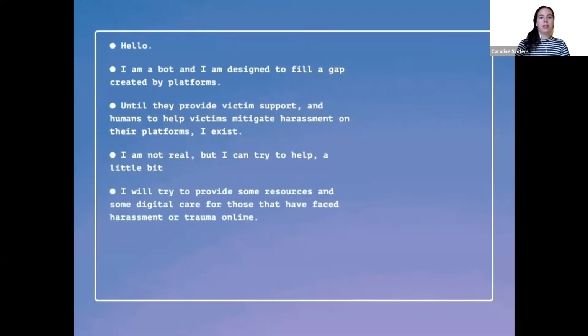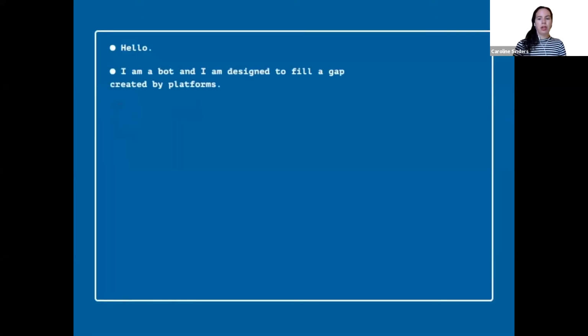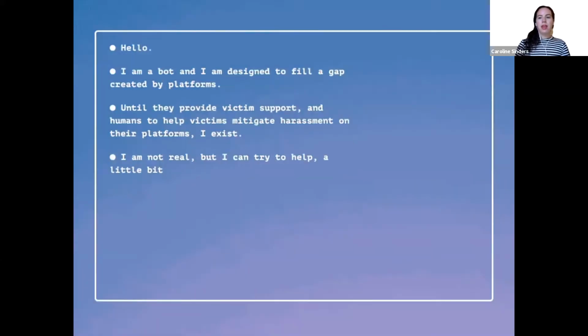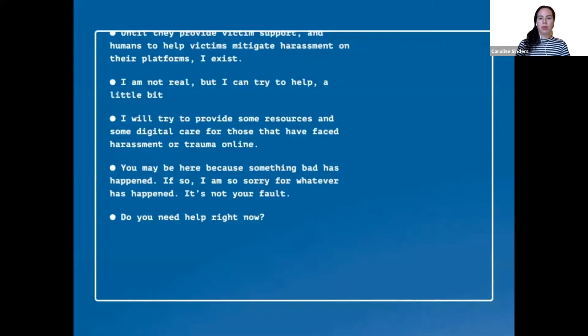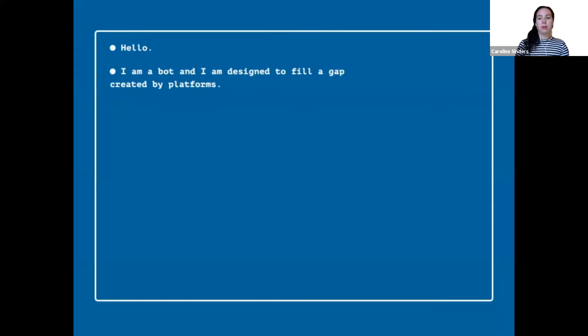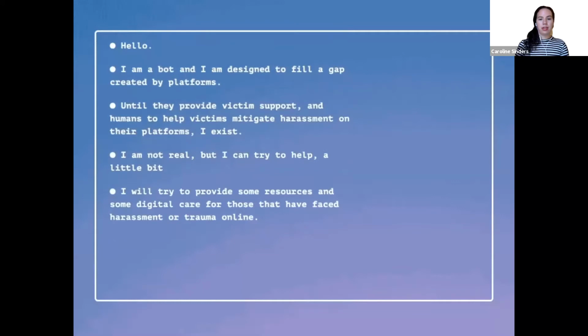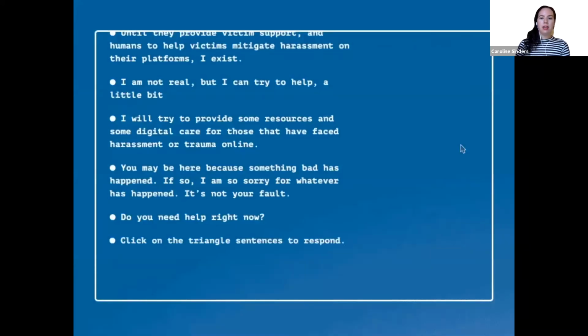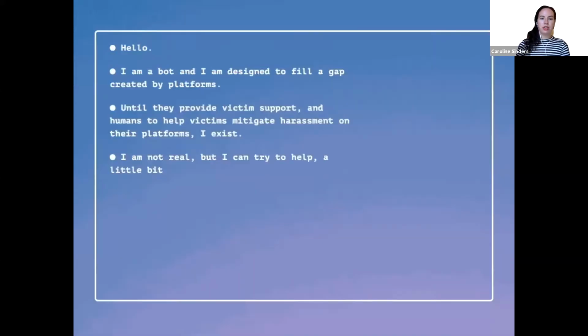This bot also tells the user that it shouldn't exist, but it does to fill a void created by social media platforms. That the help and feedback the bot is providing should actually be handled by real people and trained professionals on these platforms, but that doesn't exist. Until that kind of help infrastructure exists, the bot will exist instead. So my work likes to play with this line of being useful, but also highlighting deeper issues at play.